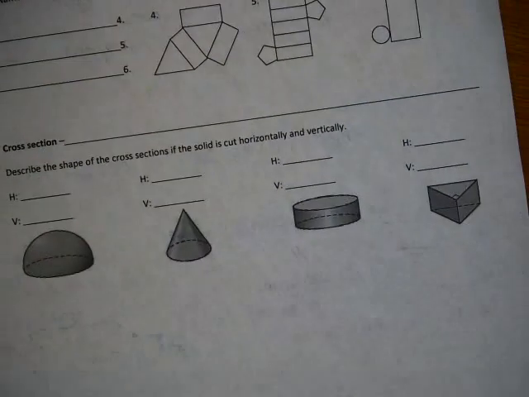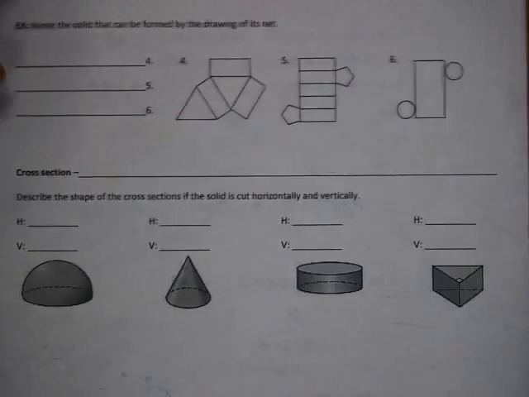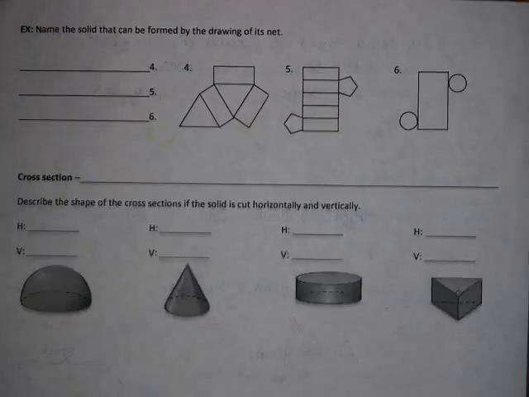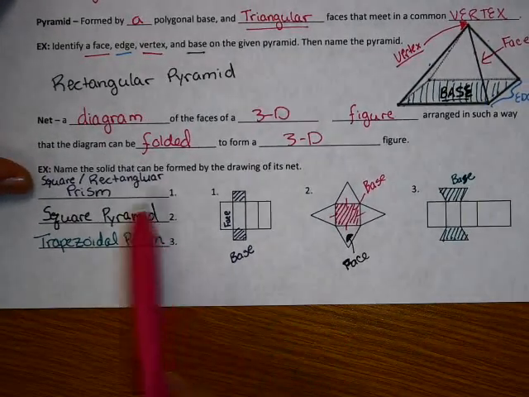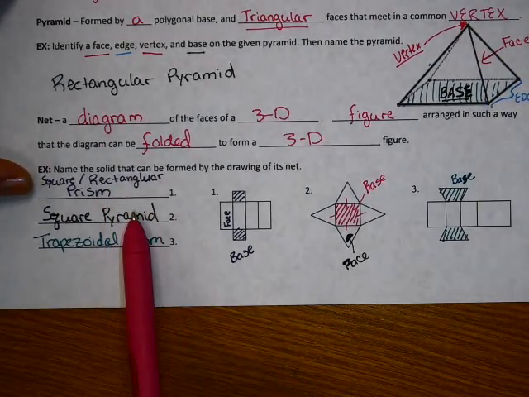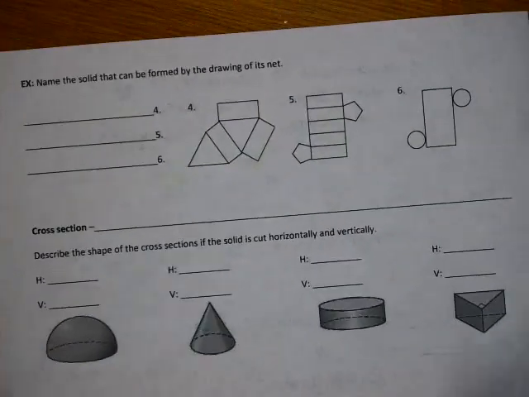All right, let's take a look at the back. We have a couple more examples. Just in case you didn't get the front part here: square prism, square pyramid, trapezoidal prism, and now we're looking at the back.